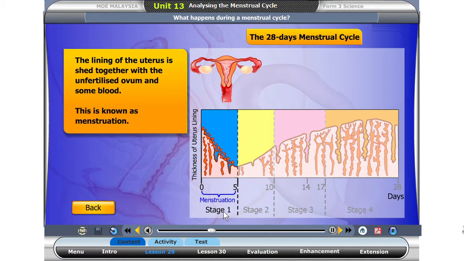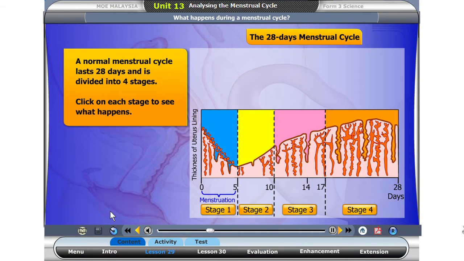The first stage of the menstrual cycle starts with menstruation. During menstruation, the lining of the uterus is broken down together with the unfertilized ovum and some blood. This stage lasts from day 1 to day 5. Click on the back button to go back.